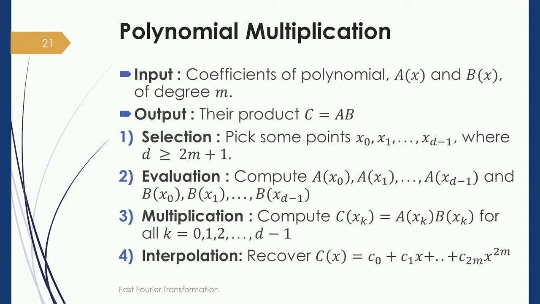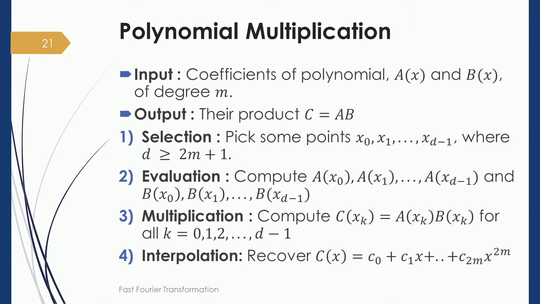So if we outline the steps of polynomial multiplication, here's what we have. Our input is coefficients of two polynomials, A of x and B of x, both of degree m. And the required output is the polynomial C, which is the product of A and B. And this C is required to be in the coefficient representation.